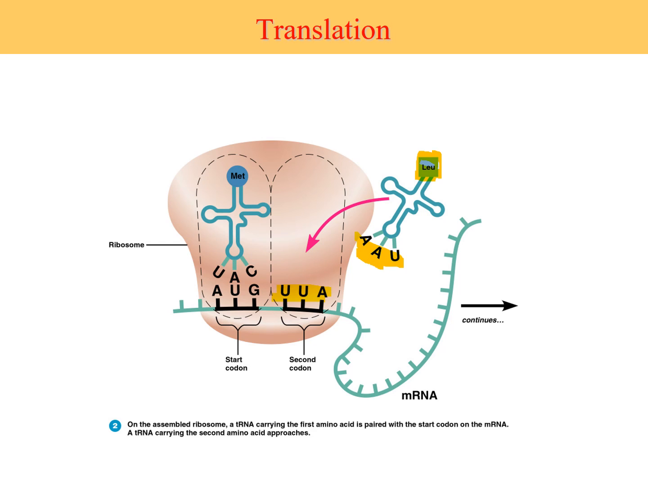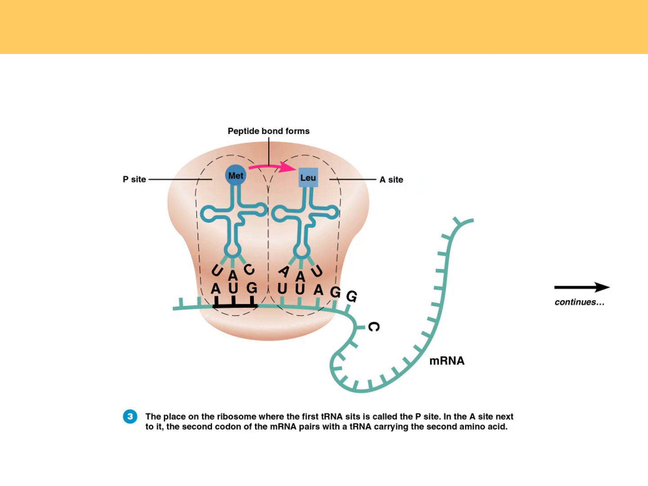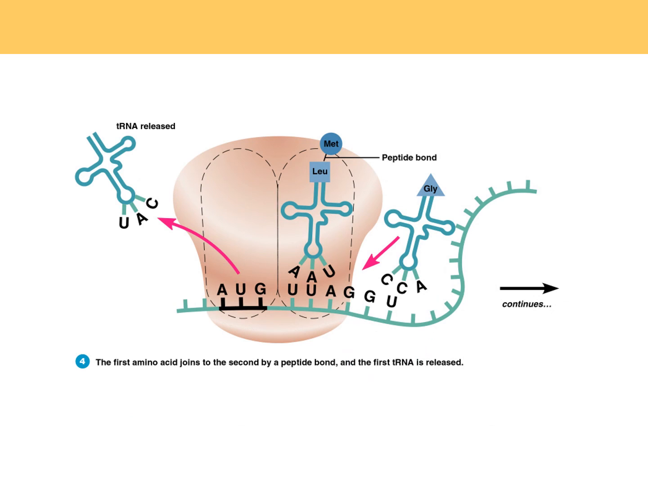AAU, shown here, is complementary to UUA, and so it will complementarily base pair, at least temporarily, bringing in a leucine at the same time. LEU stands for leucine. The first amino acid has been added, now the second amino acid, and then the third amino acid, and they bind. A peptide bond is formed between them. Then the third amino acid comes in.